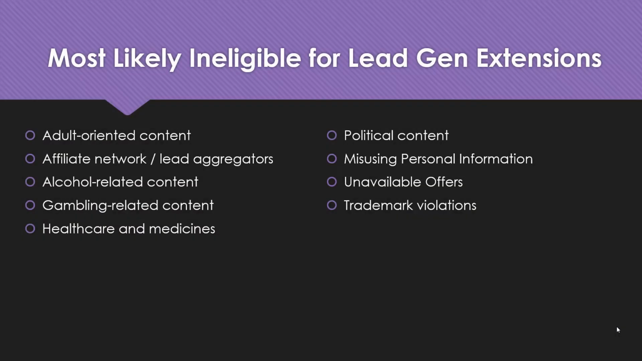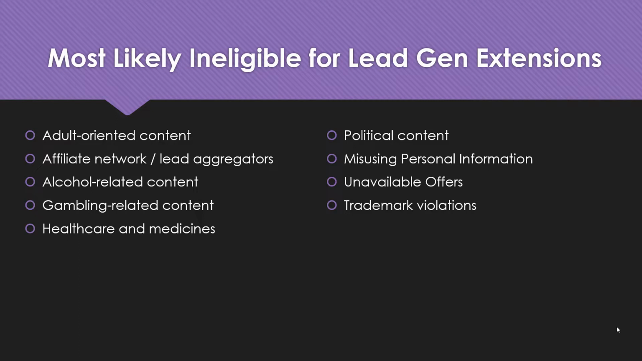Now, before I go any further, I just want to call out industries that are most likely ineligible to use the lead gen extension beta. And even beyond just specific industries, certain policies, if you violate them, can get you disapproved from using the extension. We see the usual suspects here. Anyone doing adult-oriented content, if you're promoting alcohol or gambling, anything related to healthcare and medicines, and political content, these are the common areas that we even see excluded from other features within Google Ads. In some cases, it is straight up a legal issue.